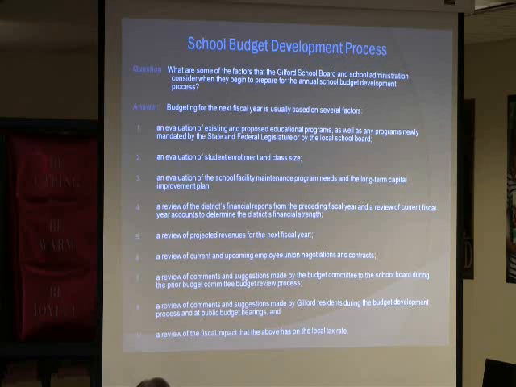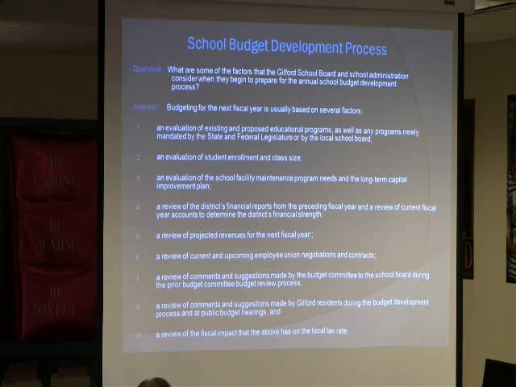Budget committee development process. I'll just touch briefly on some of the factors that the Guilford School Board and the school administration consider when they begin to prepare the annual budget. We evaluate the existing and proposed educational programs, as well as any programs newly mandated by the state and federal government. So we look at the programs we currently have. We look at the direction where we want to go with some of our programs as we begin the process. We do an evaluation of student enrollment and class size.